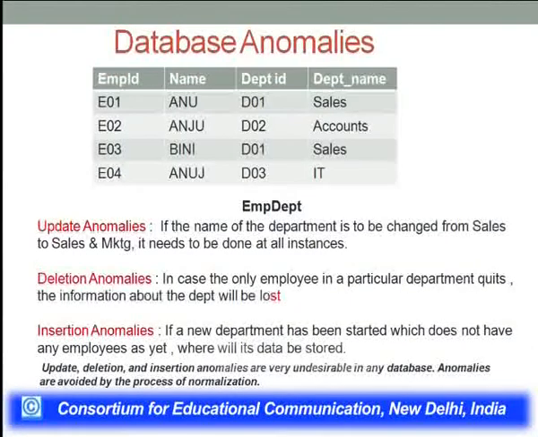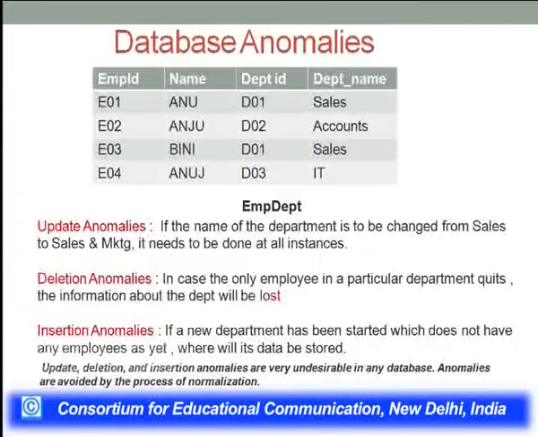Now, in this case we can see the relational schema which shows employee ID, name, department ID and department name. First, we will see the case of an update anomaly. In case the company decides to rename the sales department as the sales and marketing department, then for every instance where the sales department is noted in the schema, it needs to be updated.